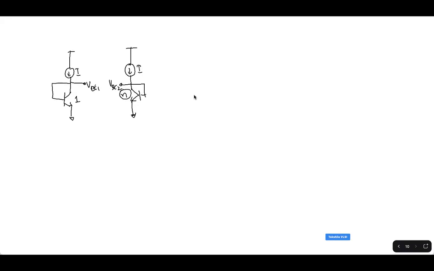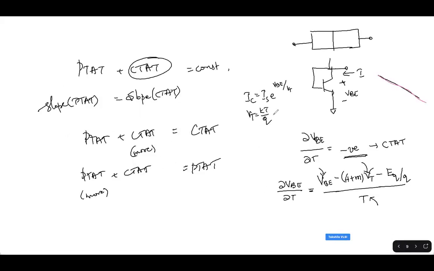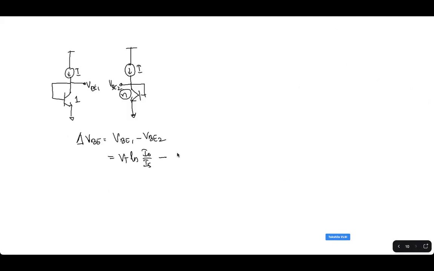In one transistor, the size is 1. The other BJT is size n times bigger than the left side transistor. Hence, there is a difference between VBE1 and VBE2. It's not the same. Now, if you look at del VBE, which is VBE1 minus VBE2, VBE is given by VT ln I naught by IS. This is directly coming from the previous equation. We can solve this equation to get VBE. That's what we have done here.